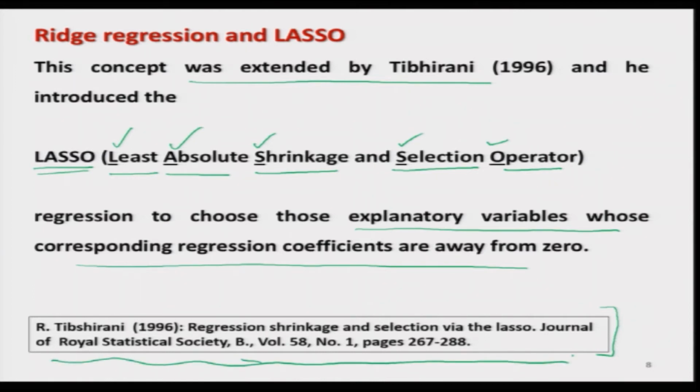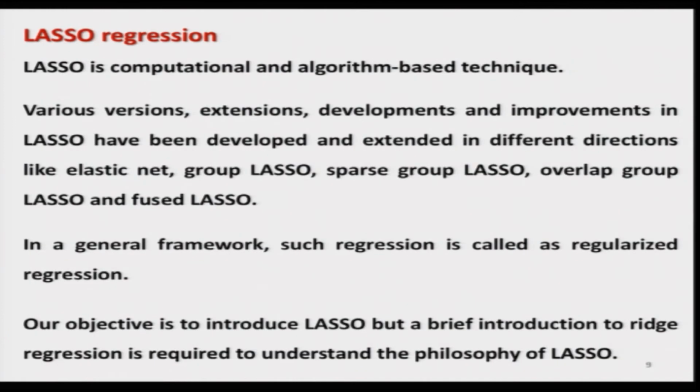This is a very good technique, and nowadays different versions have appeared. LASSO is a computational and algorithm-based approach. You cannot find the exact expressions of the estimator as you have obtained in the case of the ordinary least squares estimator, maximum likelihood estimation, and so on. But for a given set of data, there is an algorithm which you have to employ, and finally the algorithm will give you the outcome from where you have to choose the important variables.